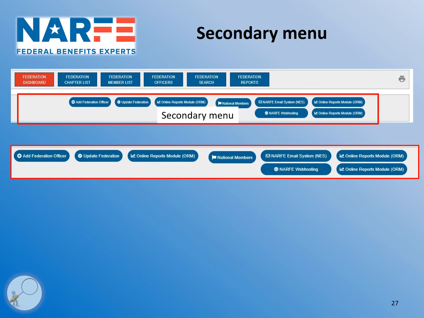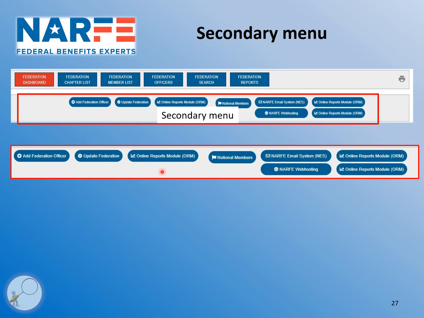The secondary menu allows officers to add a new Federation officer, update the Federation information. Some officers have access to the national member list, which they would get from the national members button. Officers may have access to the NARFE email system. And of course, your webmaster or network coordinator will have access to the NARFE web hosting.